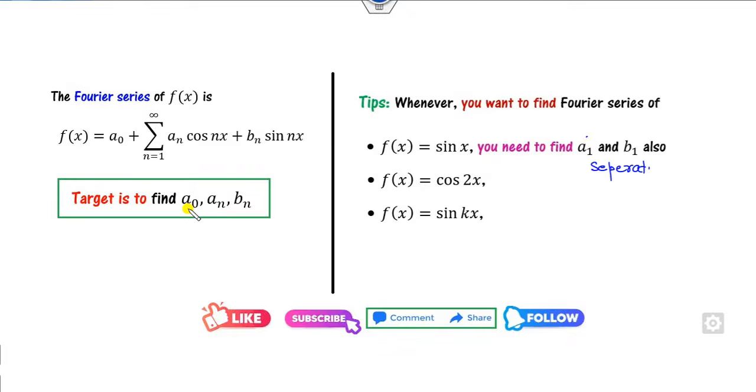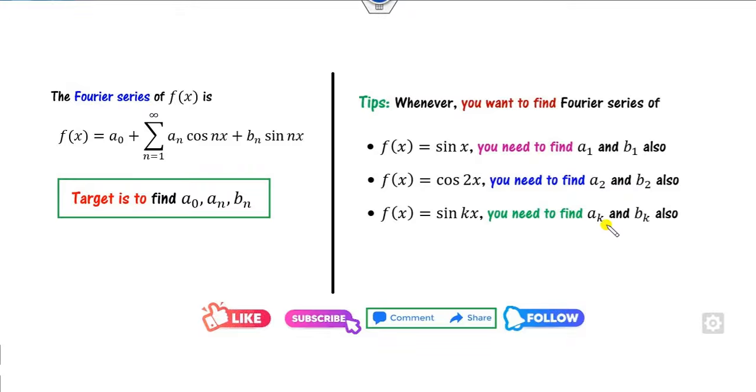It means you first find a0, an and bn as we defined in our last lectures, and then in addition you have to find the values of a1 and b1. In this case the coefficient of x is 2, so you need to find a2 and b2 separately in addition to a0, an and bn. Similarly for sin kx, you need to find the values of ak and bk separately in addition to a0, an and bn.